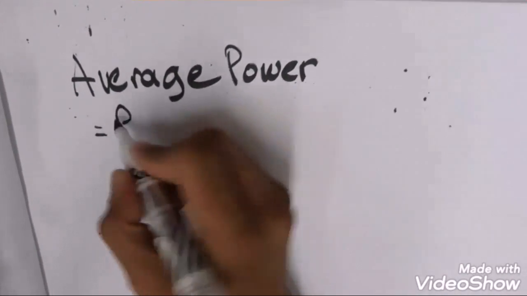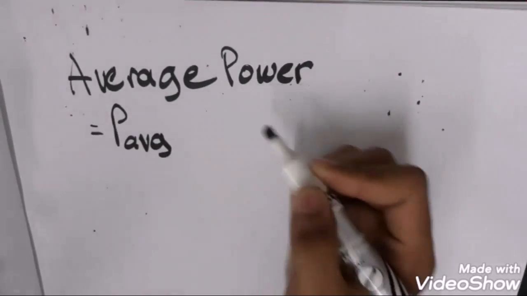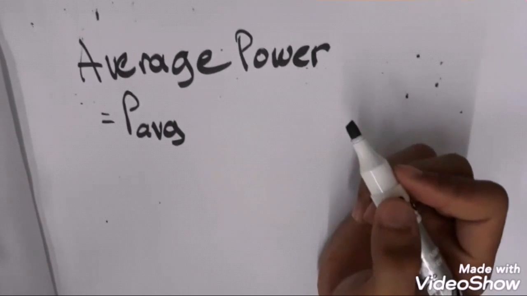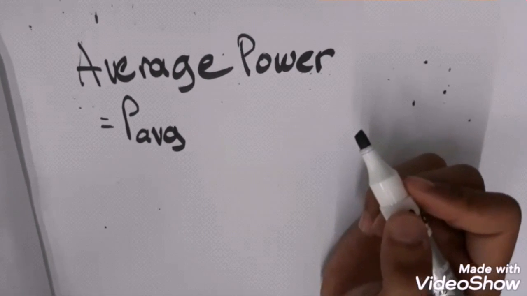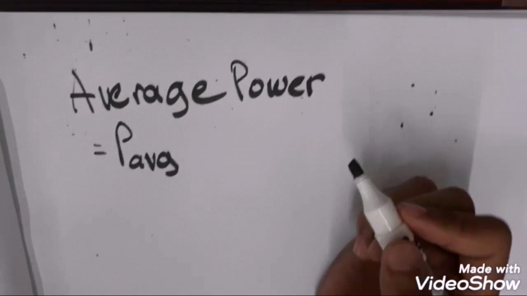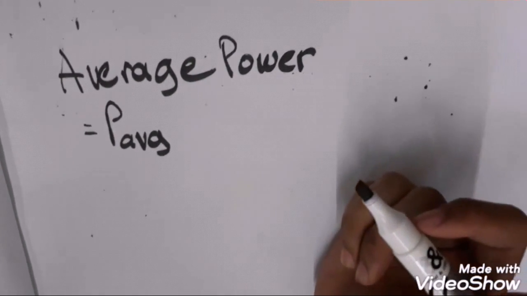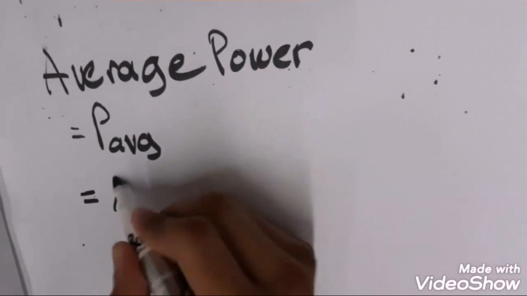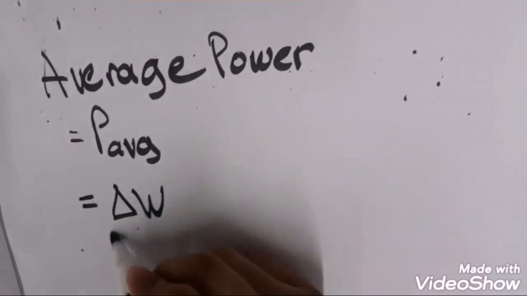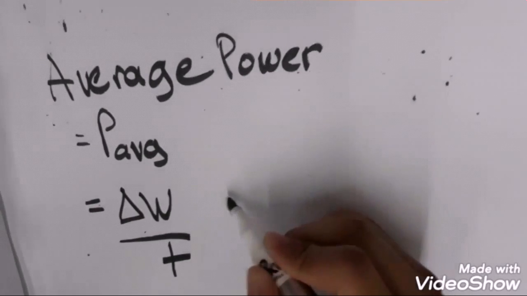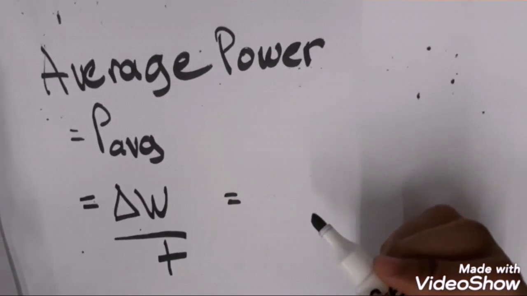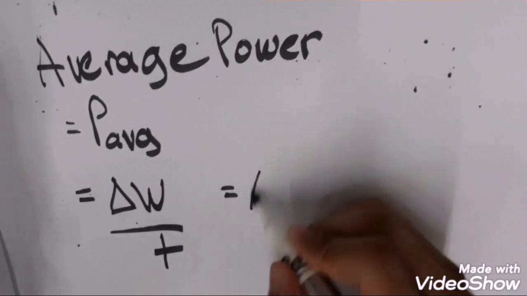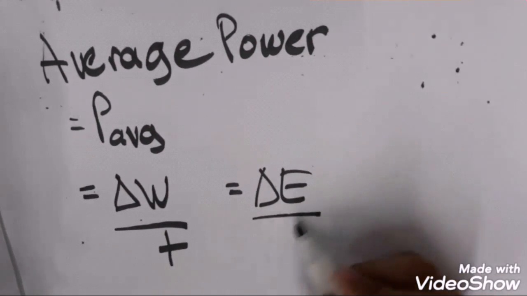Or P average. It is the amount of work done in a period of time, or the amount of energy transferred in a period of time. So this is the amount of work done in a period of time, which is the change in work divided by time, and this is for the amount of energy transferred in a period of time, which is the change in energy over time.